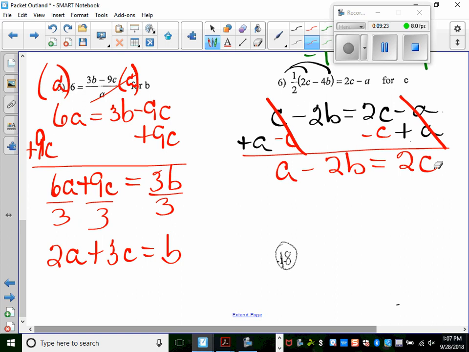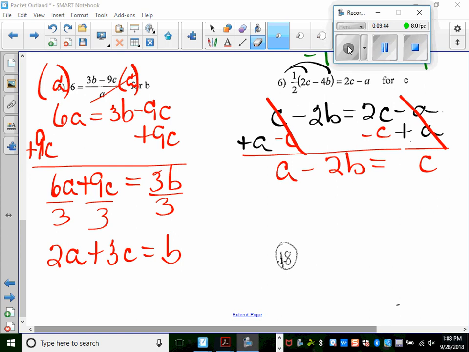Don't you have to divide by 2? All right, we're not done because we're solving for c. And actually, this is not 2c anymore. Hold on. This is just c because 2 minus 1 is just c. And really, we are done.